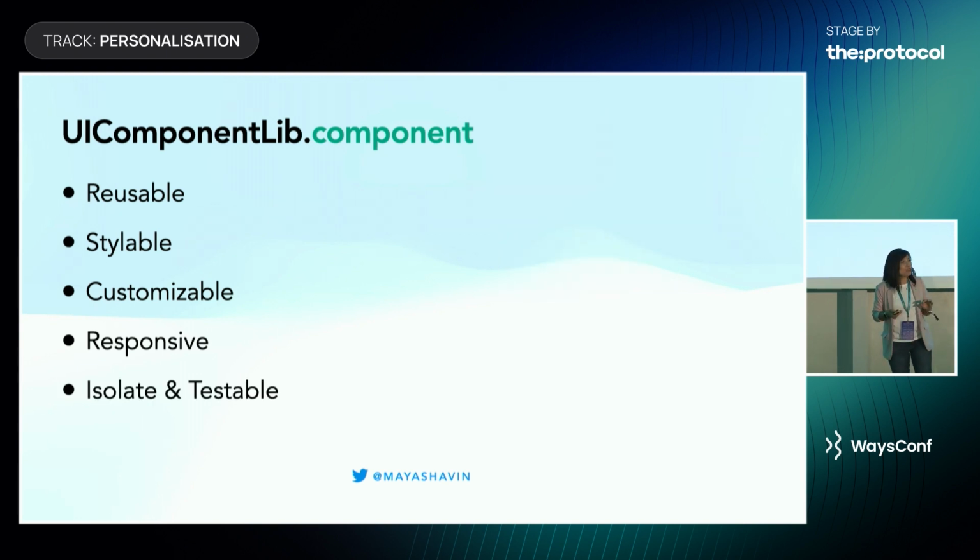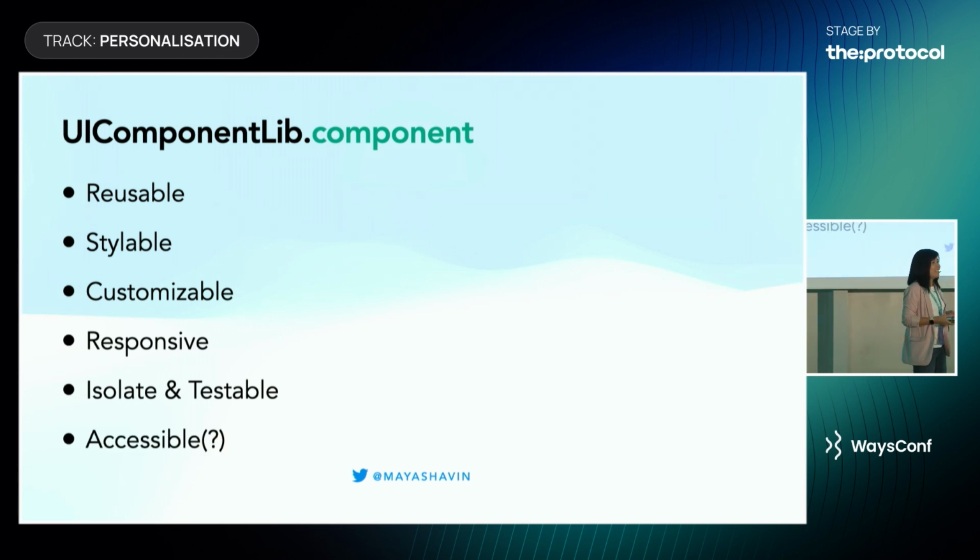And it has to be isolated and testable. We use component libraries, but we would not choose one if the components are not tested. And you cannot release it without testing a component, right? And lastly, actually, this has to be the first, because accessibility is the most important thing in a component library nowadays.